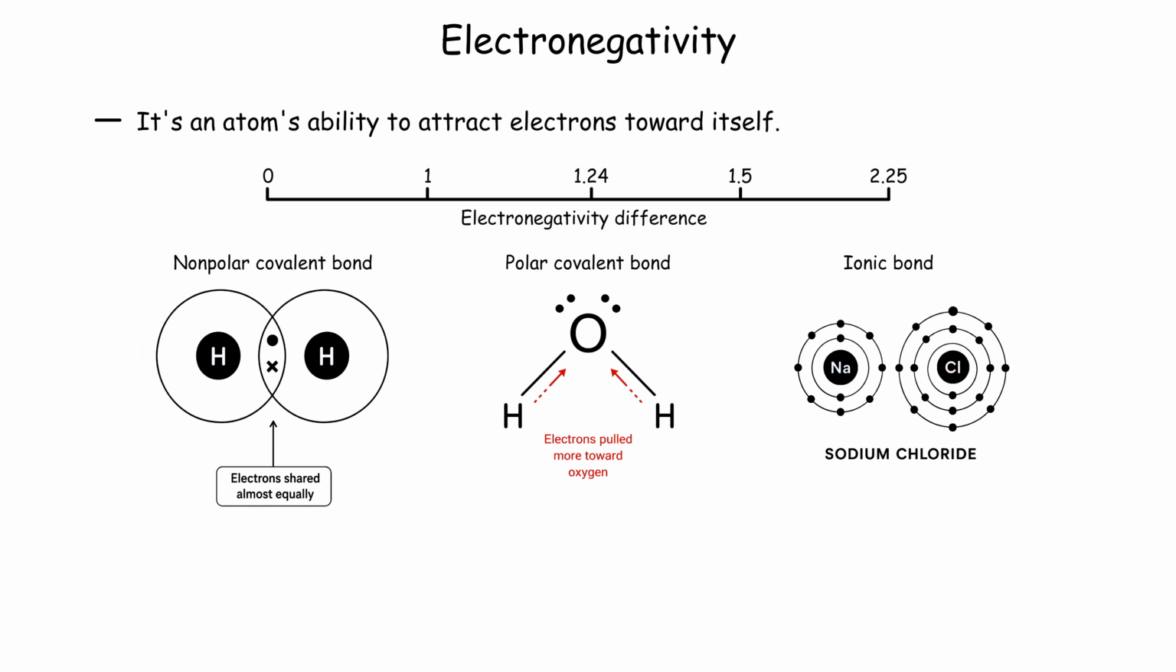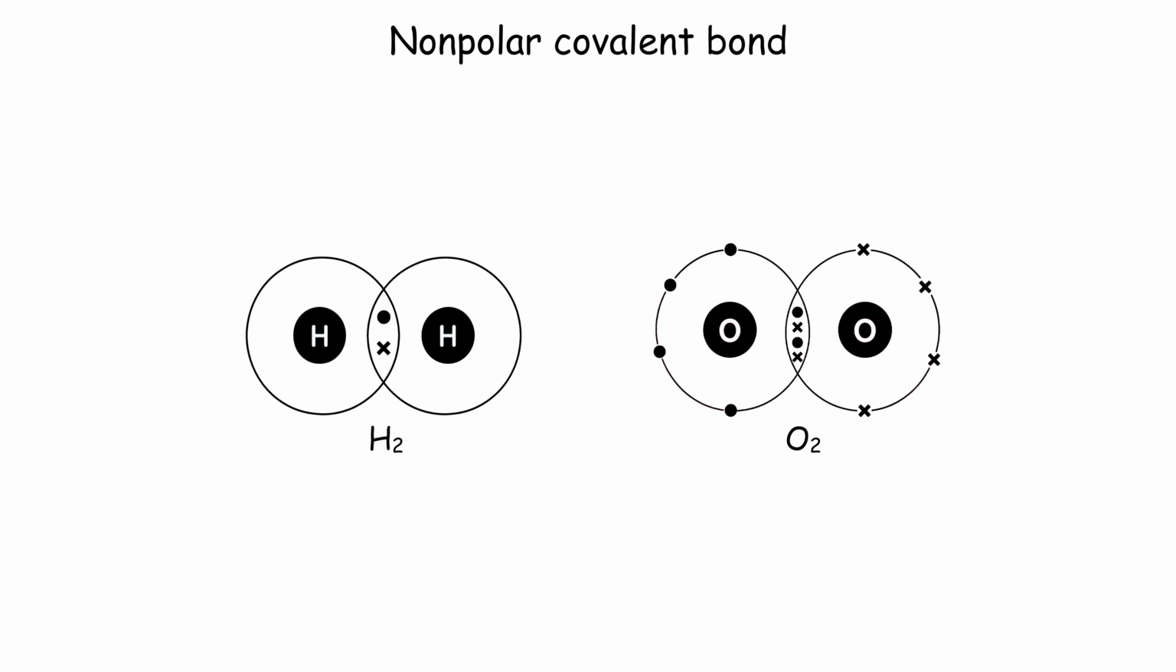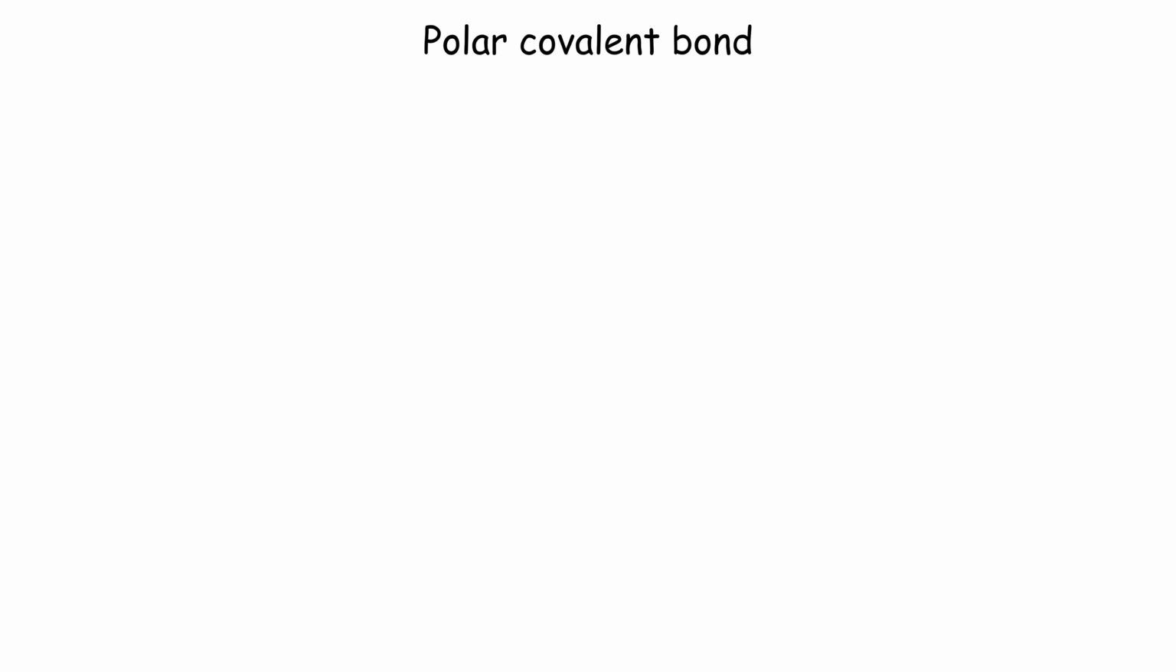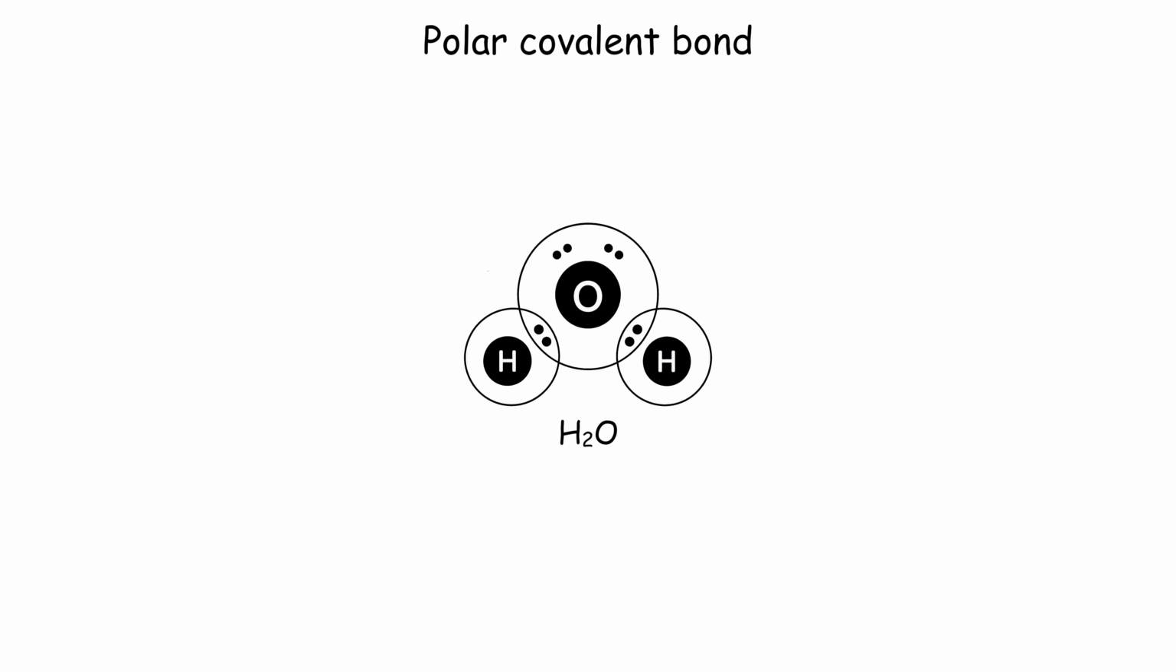Let's look at some examples of each of these bonds. Bonds in molecular hydrogen and molecular oxygen are examples of nonpolar covalent bonds. In a nonpolar covalent bond, neither atom pulls significantly harder on the shared electrons, so there is no significant charge separation. For polar covalent bonds, water is one of the most important examples. Oxygen attracts the shared electrons more strongly than hydrogen, giving water its characteristic polarity.